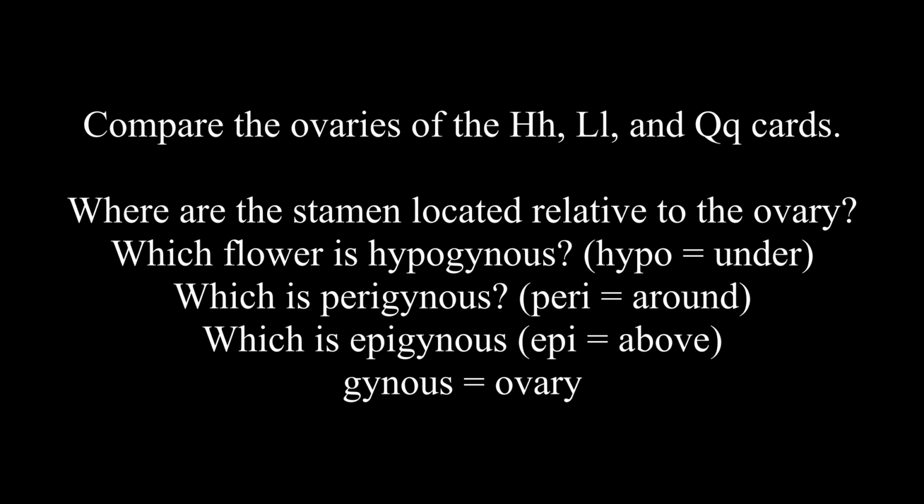Where are the stamen located relative to the ovary? Which flower is hypogynous? Hypo means under, and gynous means ovary. Which is perigynous? Peri, like perimeter, means around, and which is epigynous, and epi means above or on top of. So we're going to look at these and see if we can figure it out.